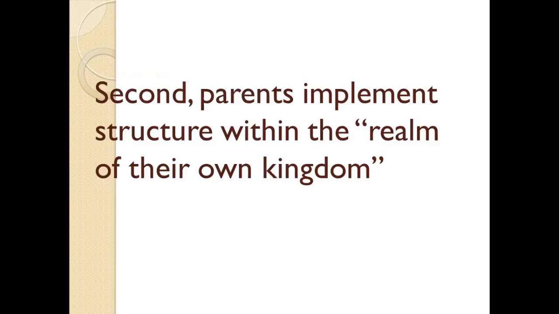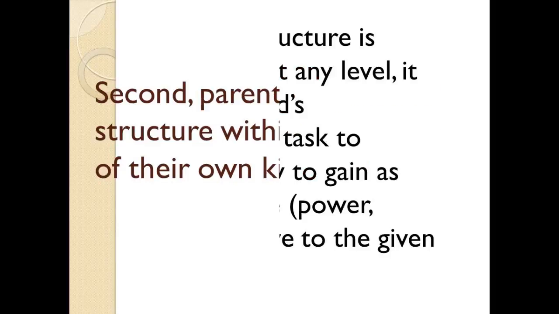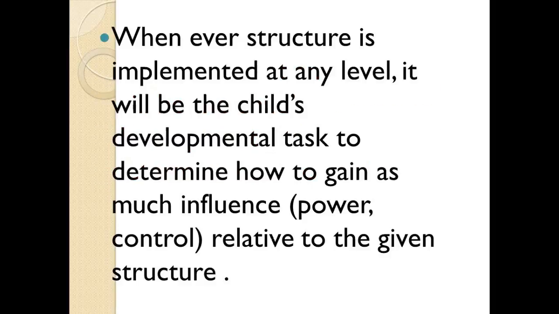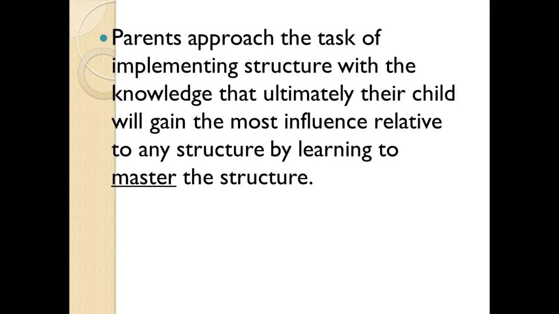The second thing is that parents absolutely must be those individuals who are implementing the structure within the realm of their own kingdom, okay? And this is that piece where we help them. This is where the consistency piece comes in, and as adolescents and children find out, anytime parents implement that structure, a child's developmental task is to figure out, how can I have influence relative to this structure? And if I find that my influence comes from manipulation, that's what I'm going to do. If my influence comes from being able to learn how to master the structure, that's what I'm going to do. So I guess we better wind it up for now.